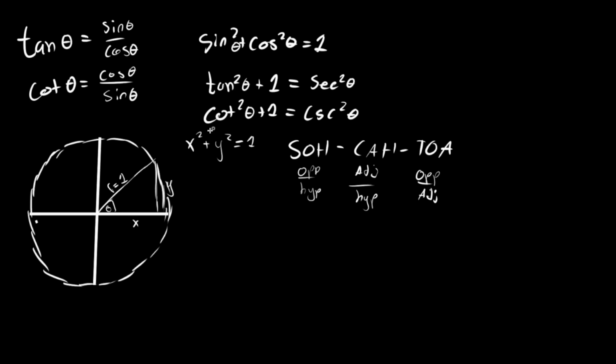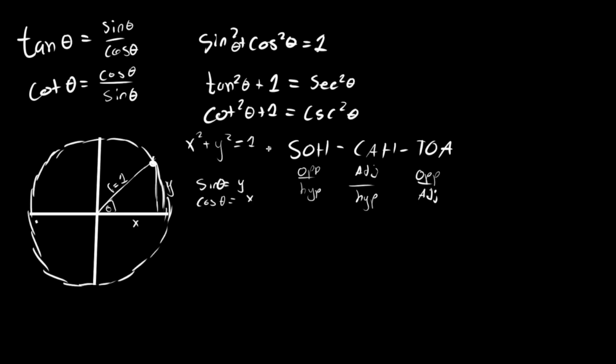So our sine value is going to be our opposite side, which would be the y value, so y over 1, which simplifies to just y. So sine theta is equal to the y value. Now our cosine theta is equal to our adjacent over our hypotenuse. So this is x over 1, which, oh wow, look, it's just x.